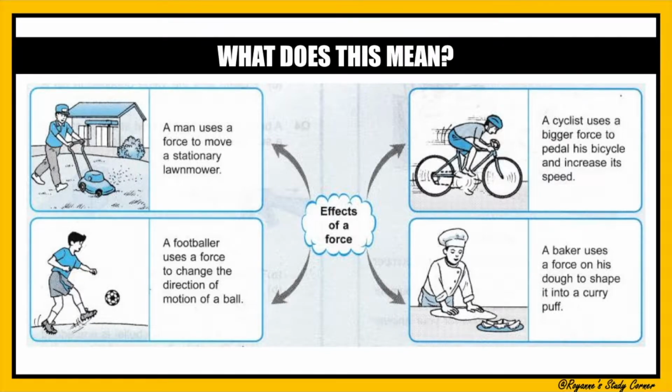Now, the footballer uses a force to change the direction of motion of a ball, which is essentially still changing its motion, because maybe before its motion was heading east, and now because he kicked it, it's going to be heading west. A cyclist uses a bigger force to pedal his bike and increase its speed. So he's changing the motion of a body again. And finally, a baker uses a force on his dough to shape it into a curry puff. Now, if you think about it, he's changing the shape into making that pastry, and he's changing the size because he's going to cut it up, roll it into balls, whatever. So he is changing both the shape and size. So these are just a few of the scenarios, and there are scenarios all around us if you think about it, where any push or pull that you exert can change the size, shape, or motion of a body.